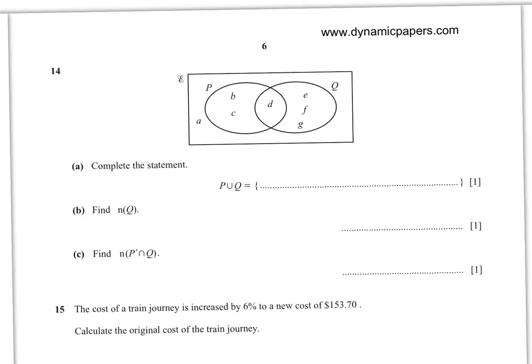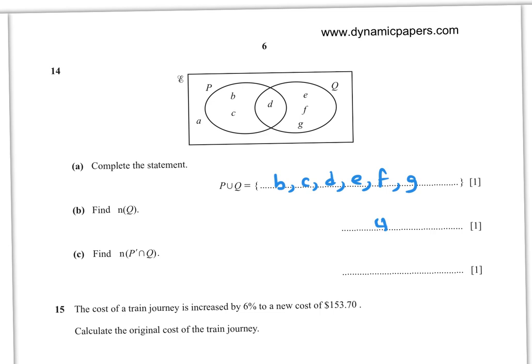Number 14. Complete the statement B union Q. B union Q is all the elements in B or Q. So B, C, D, E, F, and G. Find n of Q. This means the number of elements of Q. We have 4 elements, so n of Q is 4.